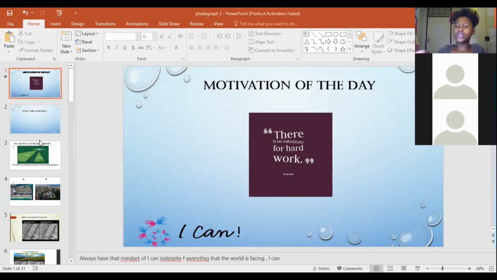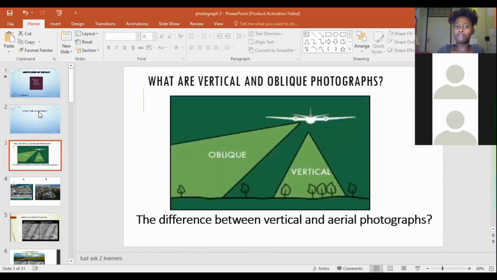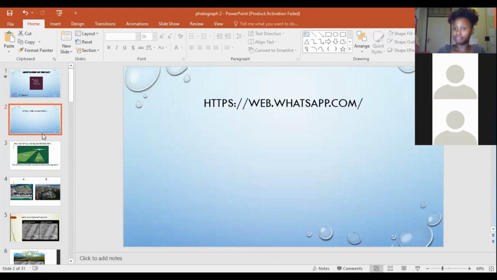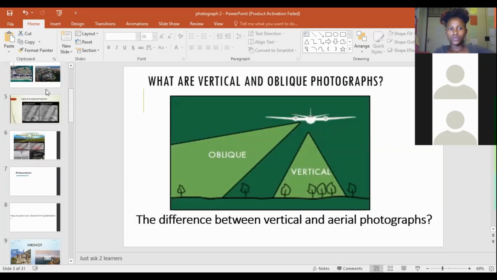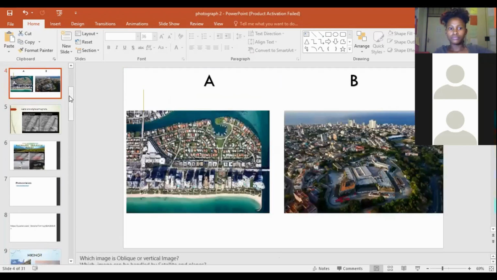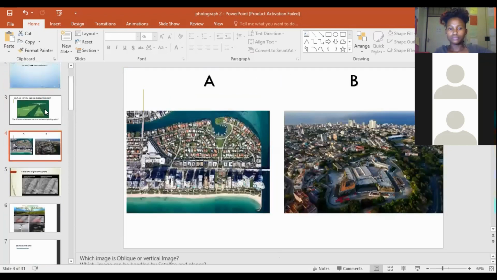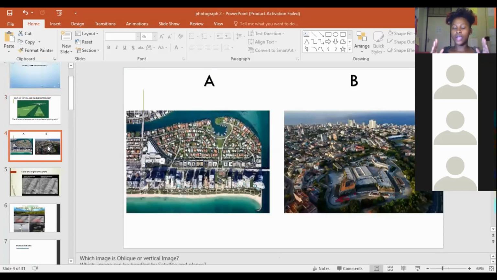Remember during the day we discussed vertical and oblique photographs on WhatsApp. Do you remember that? Yes, ma'am. Let's quickly recap. Nolutando, what is the difference between vertical and oblique photographs? Ma'am, I think the difference is that oblique is taken from the side and the vertical one is taken directly to the ground. Yes, that is accurately correct.